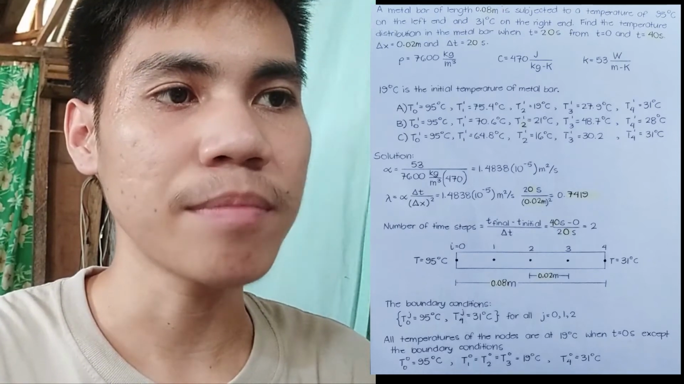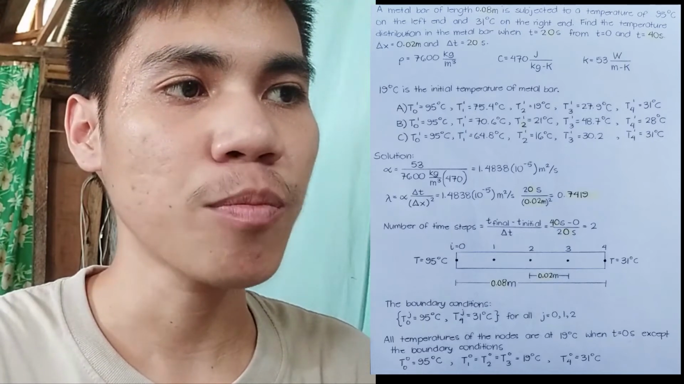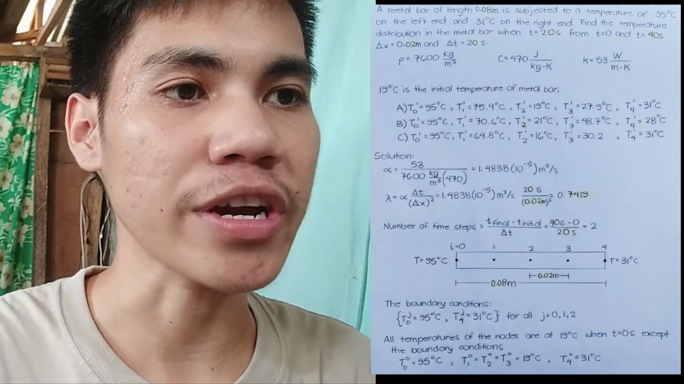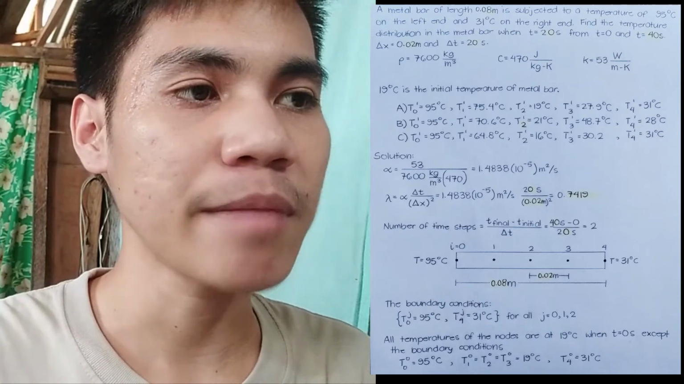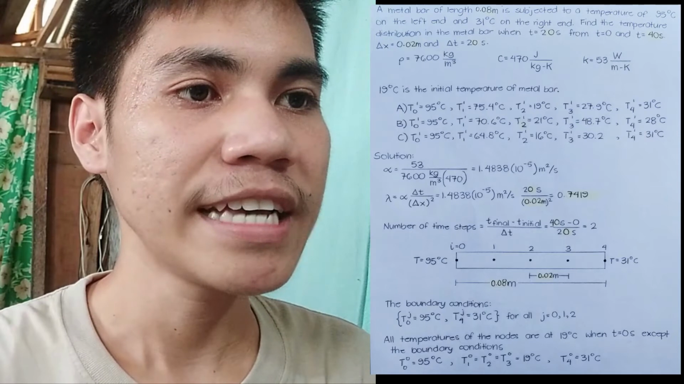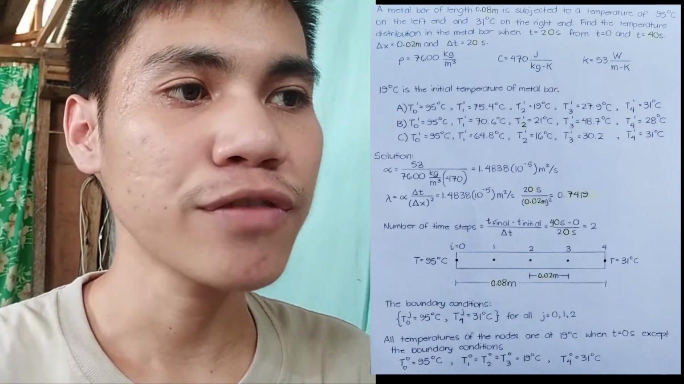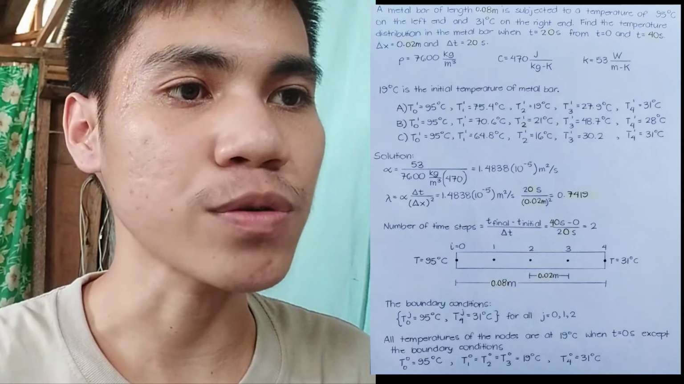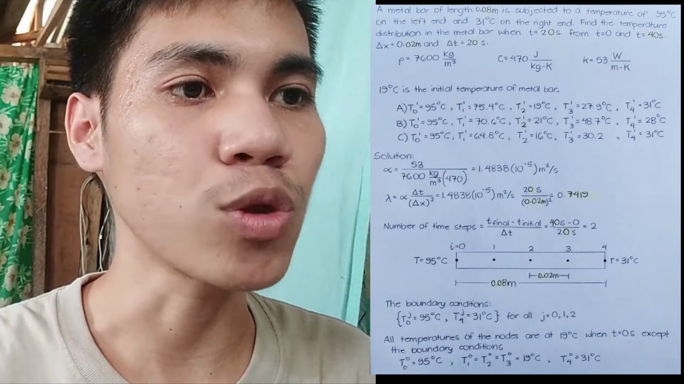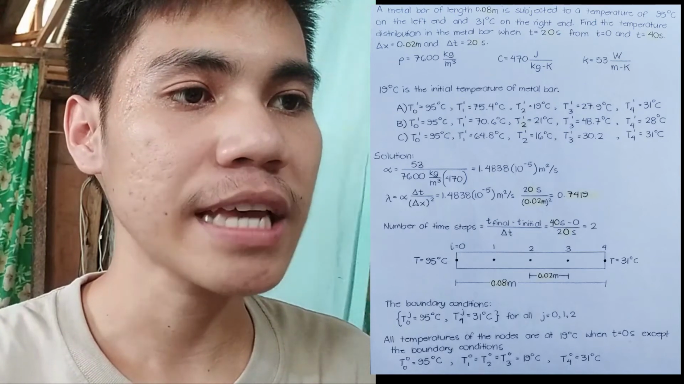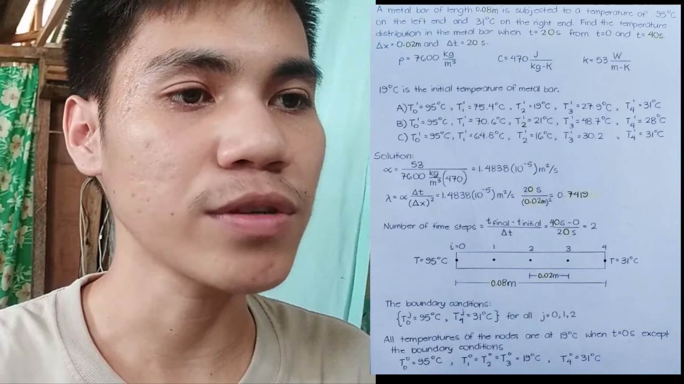We have a diagram showing the node distribution. We have 5 nodes having 0.02 meter distance from each other. The boundary conditions are given by the problem. Temperature at time j and at location 0 is equal to 95 degrees Celsius. Temperature at time j and location 4 is equal to 31 degrees Celsius. This holds true for all j equal to 0, 1, and 2. Node temperatures, except the boundary conditions, are at 19 degrees Celsius when time is equal to 0.